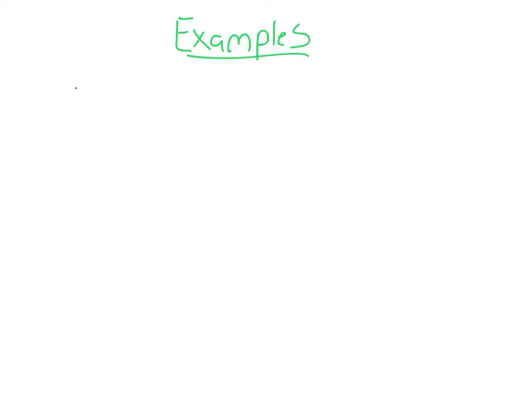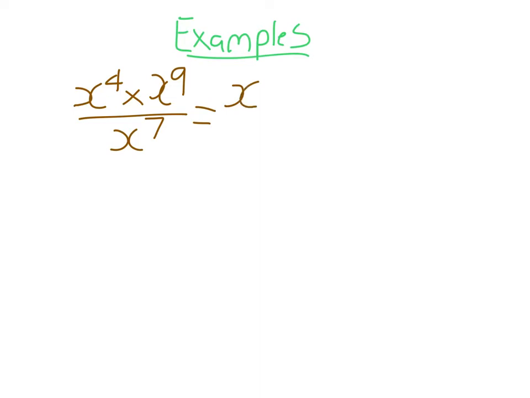So let's have something like this, x to the power of 4 times x to the power of 9 divided by x to the power of 7. Okay, so I do the top. To do the top, I need to use the first index law, so keep the same base, add the powers, and then I divide by the thing on the bottom. So I keep the same base and I subtract the powers, and x to the power of 6 is my final answer.